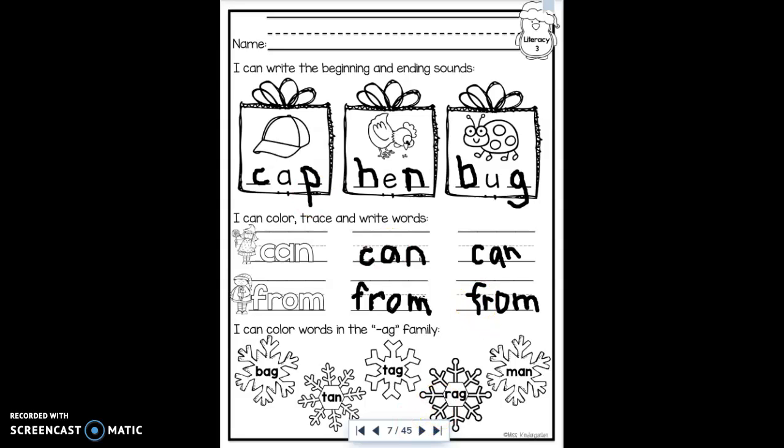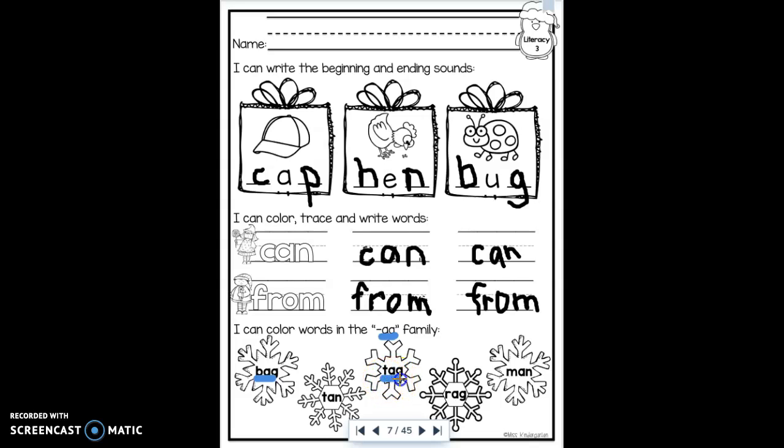Okay. On the bottom, it says, I can color the words in the AG family. You know I'm going to switch to that blue, because I like that, and I'm going to get a crayon. Okay, so I'm looking for AG words. AG. Here's an AG word. B-ag. Bag. This one is an A-N word. That doesn't work. Here's an A-G one.